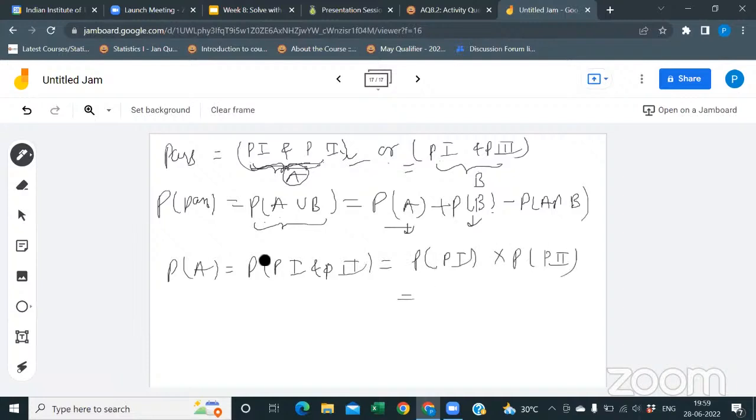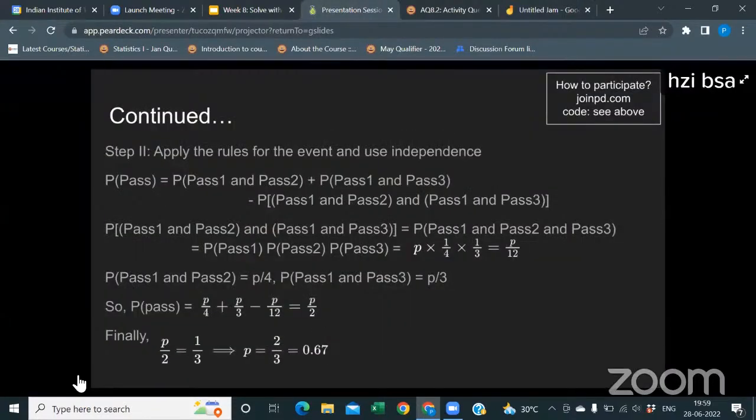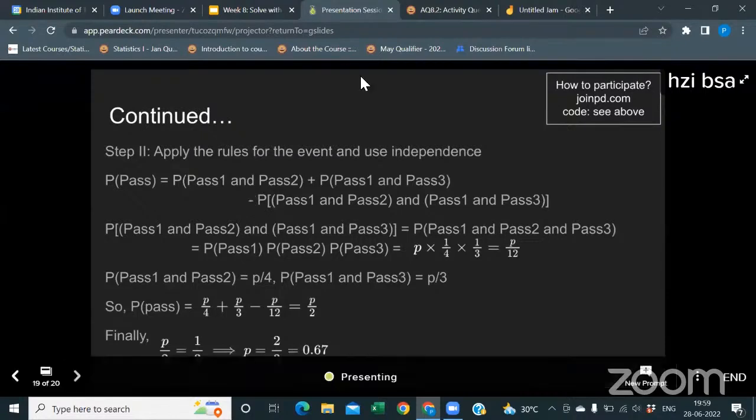After computing all the probabilities, we have to put the values in this: P by 4 plus P by 3 minus P by 12. So we got the probability for pass as P by 2. In the question it is given that the probability of passing the aptitude is 1 by 3. So P by 2 is 1 by 3, so P will be 2 by 3, which is nothing but 0.67. Is it clear for everyone? Yes, sir.